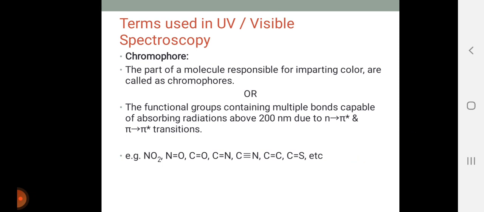Terms used in UV visible spectroscopy. Chromophore: the part of a molecule responsible for imparting color is called a chromophore. Chromophores are functional groups containing multiple bonds capable of absorbing radiation above 200 nanometer due to n to pi star and pi to pi star transitions. For example, NO2.